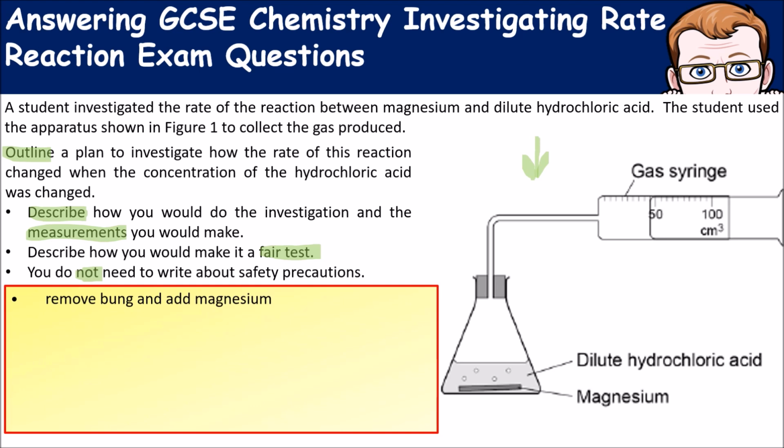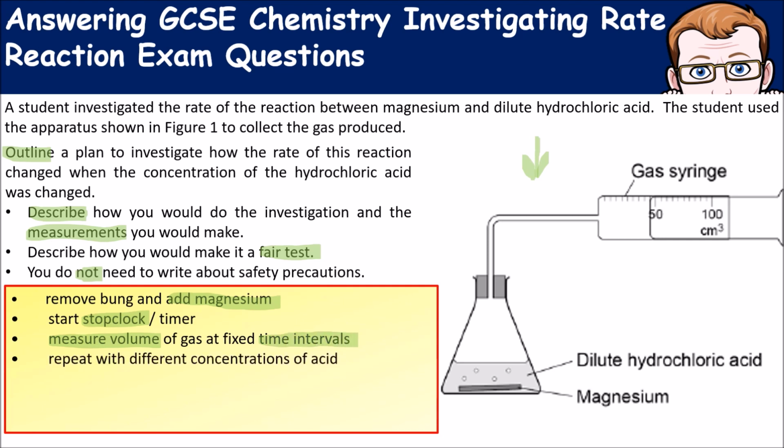So you could talk about removing the bung from the flask and adding the magnesium, because that's the procedure. Talk about starting the stop clock or stopwatch. You need to measure the volumes of gas produced at various time intervals, because that will allow you to produce a nice graph. Talk about repeating it with different concentrations of acid.